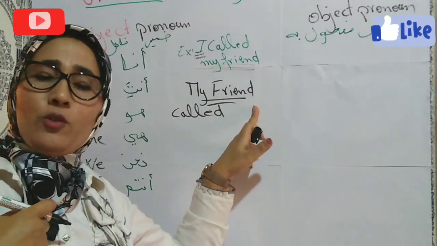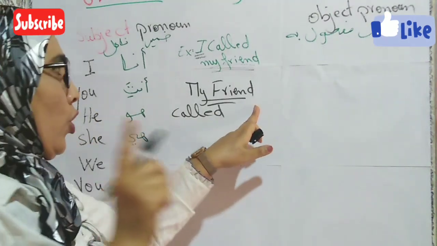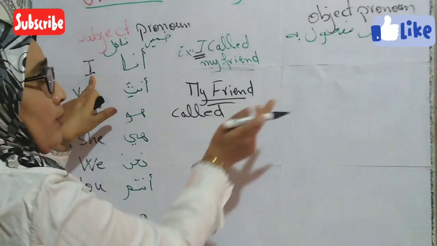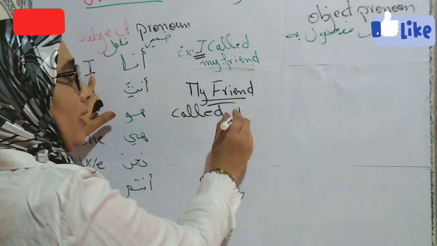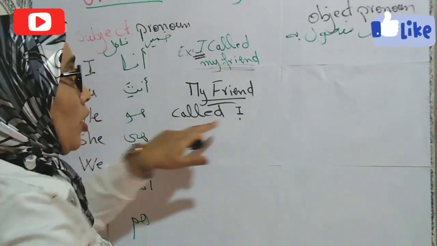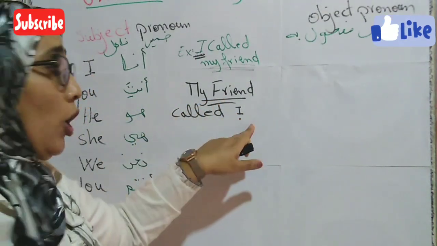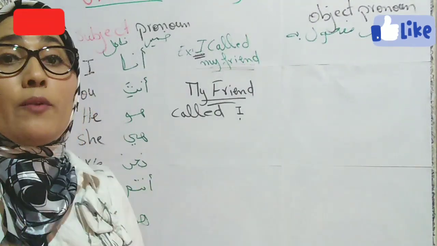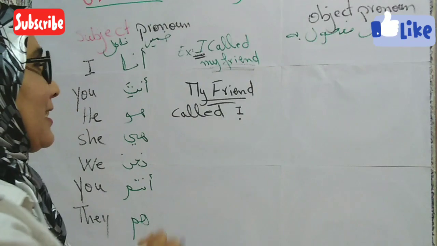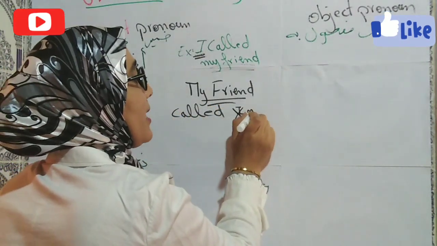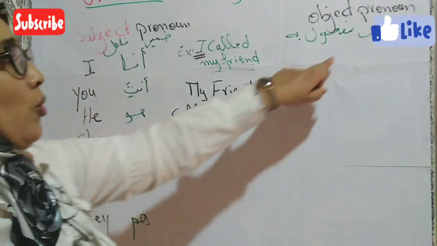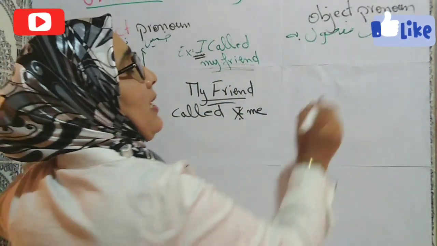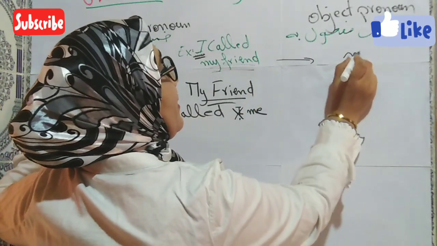Do we say my friend called I? No. Because I is a subject. Here we need an object. We have subject, verb, object. We cannot say my friend called I. We should say my friend called me. So here, the object pronoun of the subject pronoun I is me.